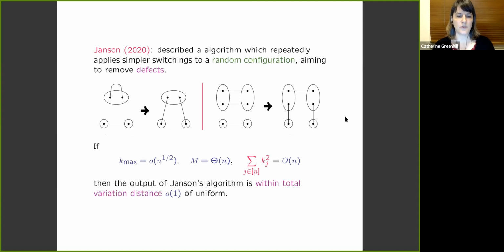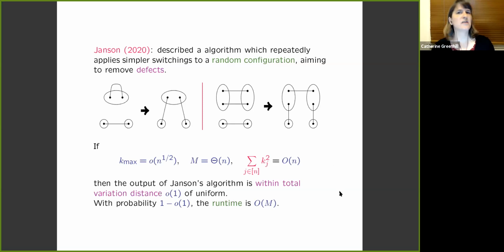But Janson proved that if the maximum degree is little o of root n, the sum of the degrees is linear, and the sum of the squares of the degrees is of order n, so at most linear, then the output of this algorithm is within total variation distance o(1) of uniform. So it's asymptotically uniform, and with high probability, the runtime is order m. So that's as fast as the configuration model.